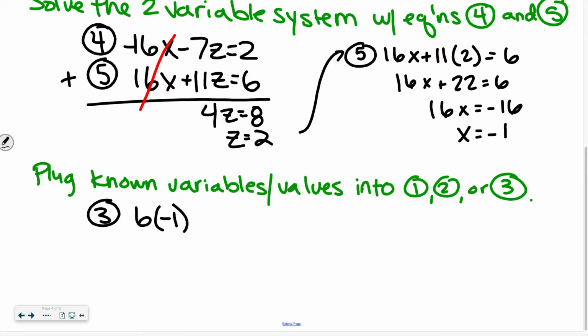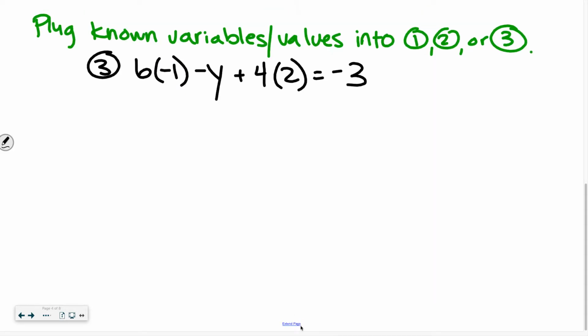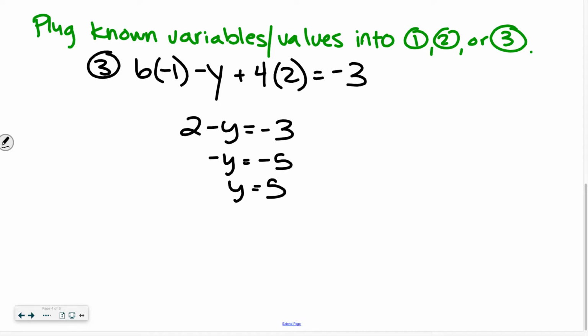6x minus y plus 4z equals, was it 3 or negative 3? Negative 3. So that's negative 6 plus 8, which is 2, minus y equals negative 3. So I'm getting negative y equals negative 5, or y equals 5.